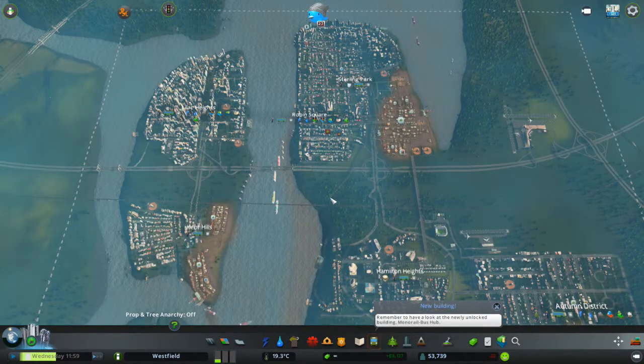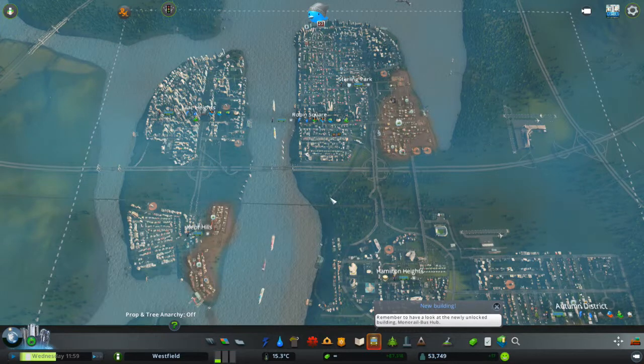We're looking at Cities Skylines, in particular the Mass Transit DLC, and I want to start a new series looking at how we connect the mass transit resources together.